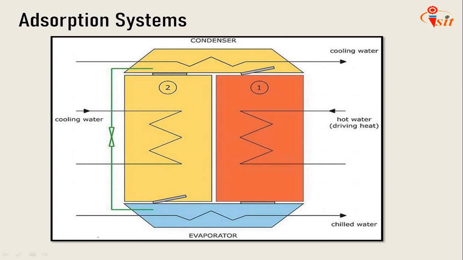Now here the adsorption refrigeration cycle consists of two sorbent chambers, and in the figure there is a condenser and an evaporator. So these two are sorption chambers. This adsorption cycle achieves a COP of 0.3 to 0.7 depending upon the driving heat temperature of 55 to 90 degrees Celsius.